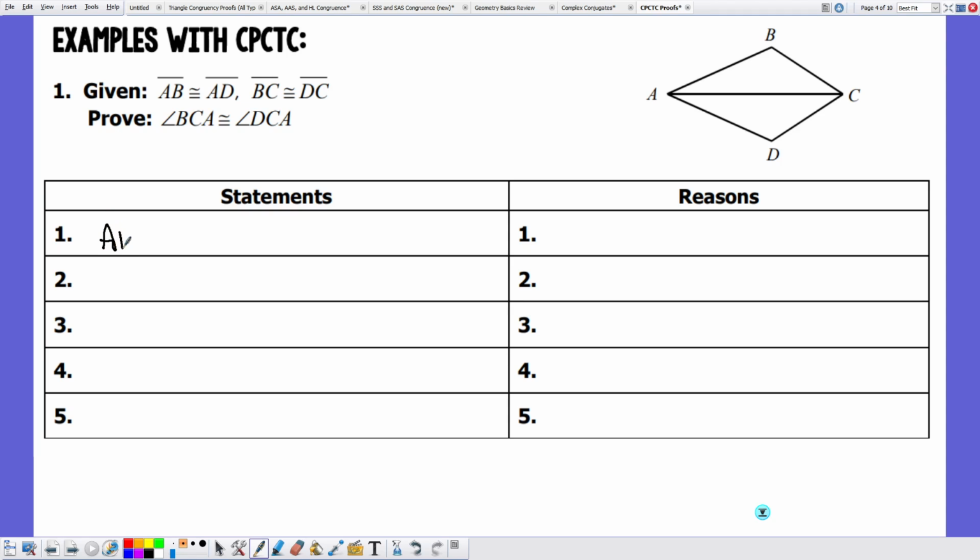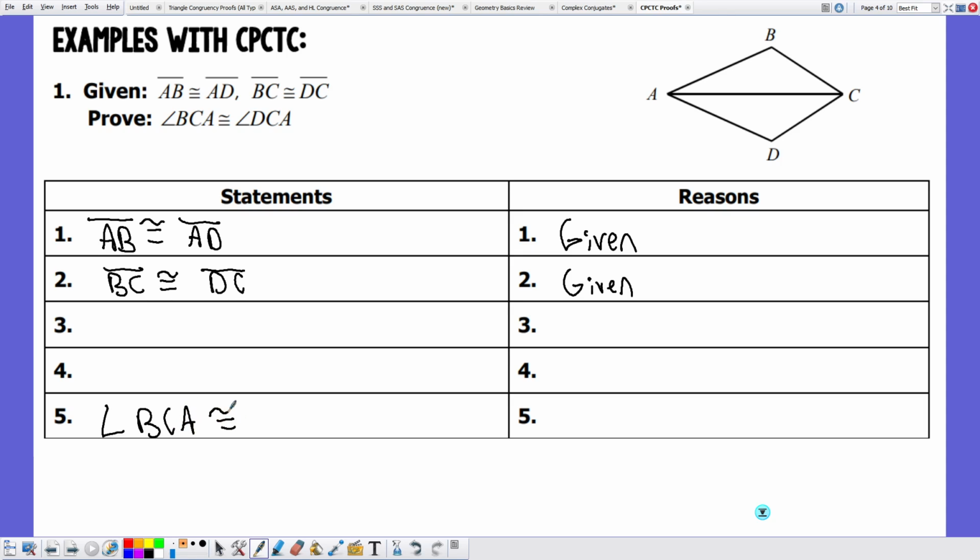So we have that AB is congruent to AD, and that's given. We have that BC is congruent to DC, which is also given. And it wants us to prove that the angle BCA is congruent to the angle at DCA. So unlike the last proofs where we wanted to just simply prove the triangles are congruent, now it wants us to prove that these specific angles are congruent.